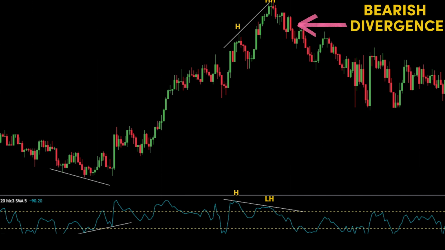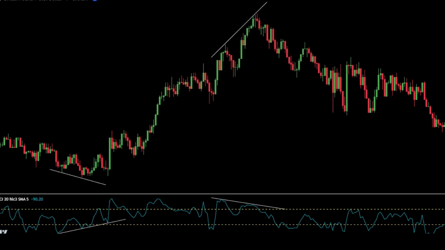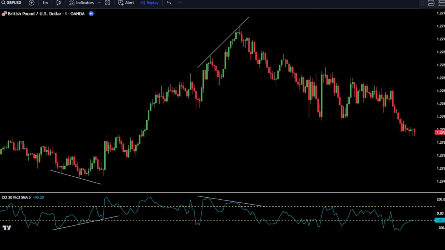Thus, it can be said that this is a bearish divergence pattern. In this position, your main focus is to find the best point to place a sell order. Now let's add the second indicator that will be used as a trend guide in the market.